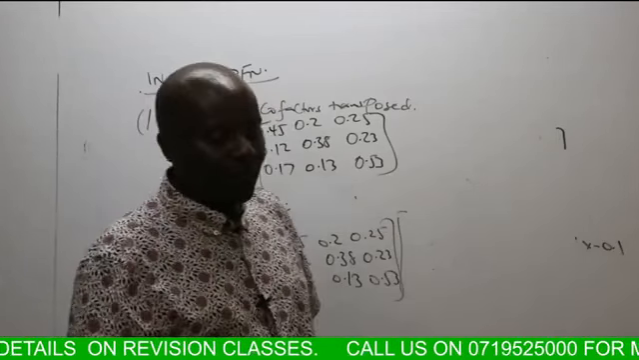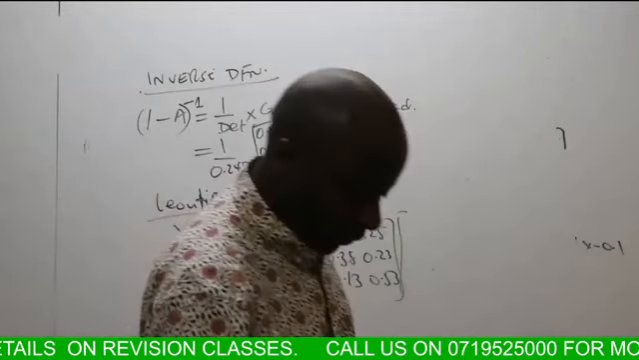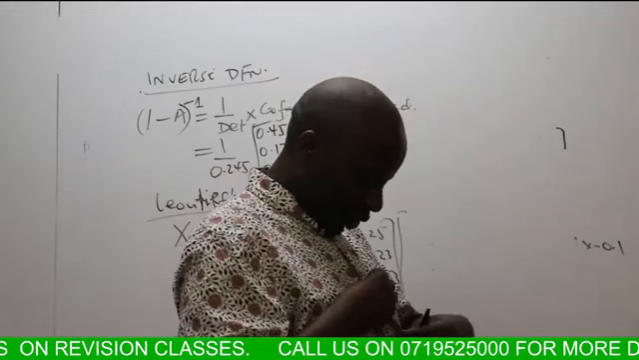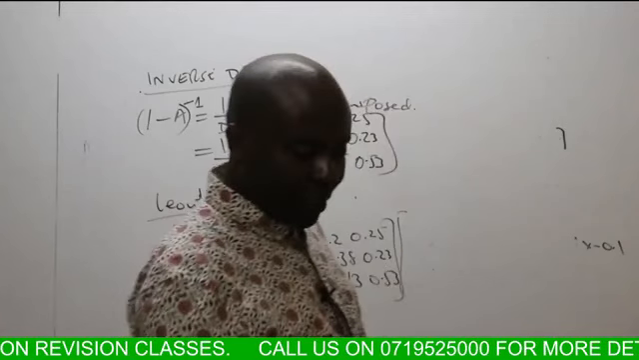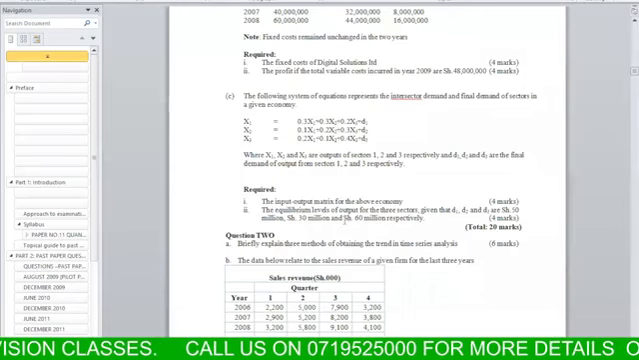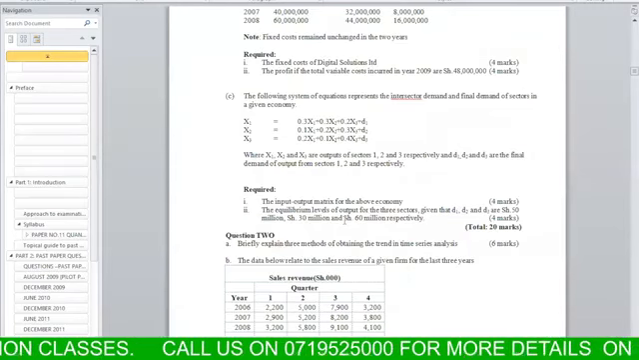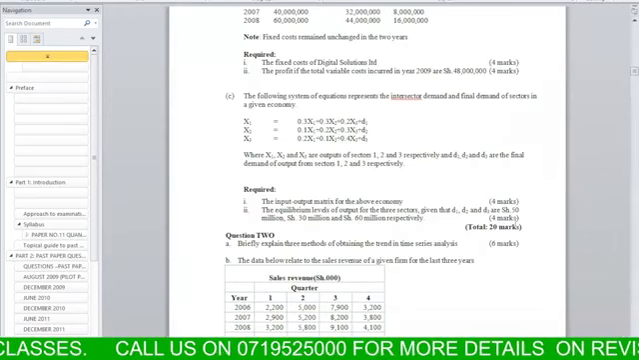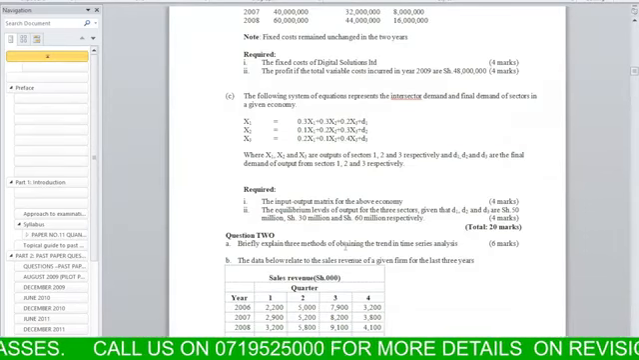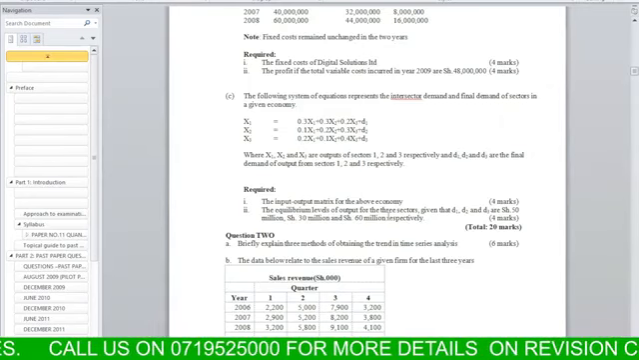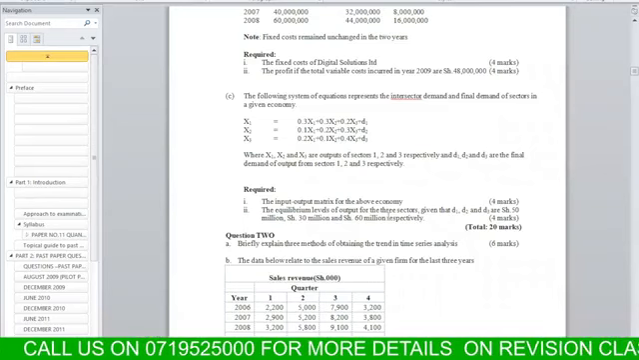Is there anybody who is able to see the final demand figures in this question that we are doing? The final demand figures that we have been given are here. The equilibrium levels of output for the three sectors, given that D1, D2, and D3 are 50, 30, and 60. So we have 50, 30, and 60.